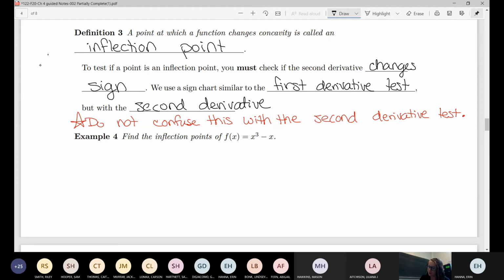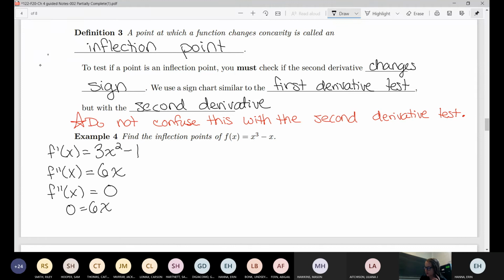So we want to find the inflection points. The first thing we need is the second derivative. So we need the first derivative in order to find the second derivative. So 3x squared minus 1. And then I need the second derivative, 6x. And then again, just think about it as the same type of process. So now we want to take that derivative and we want to set it equal to 0. So 0 equals 6x. So x equals 0.